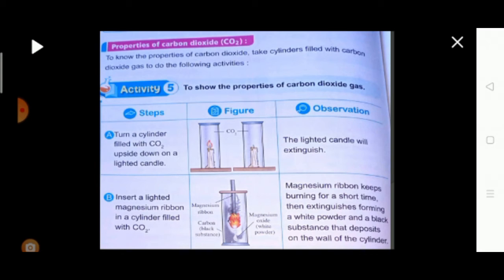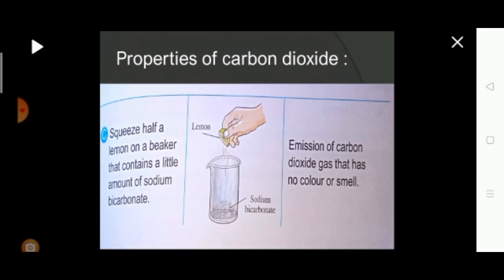Second one, insert a lighted magnesium ribbon in a cylinder filled with carbon dioxide gas. Observation: the magnesium ribbon keeps burning for a short time. After this time, it will extinguish, forming a white powder and a black substance that deposits on the wall of the cylinder. We will know what has happened in the next slide. Final one, squeeze half of a lemon on a beaker that contains a little amount of sodium bicarbonate: emission of carbon dioxide gas that has no color and no smell.